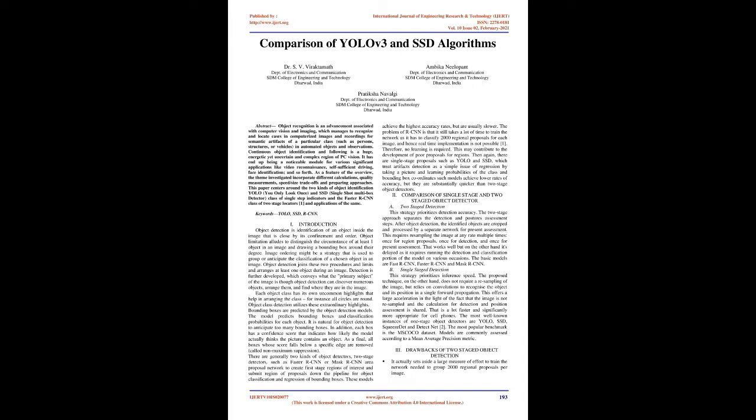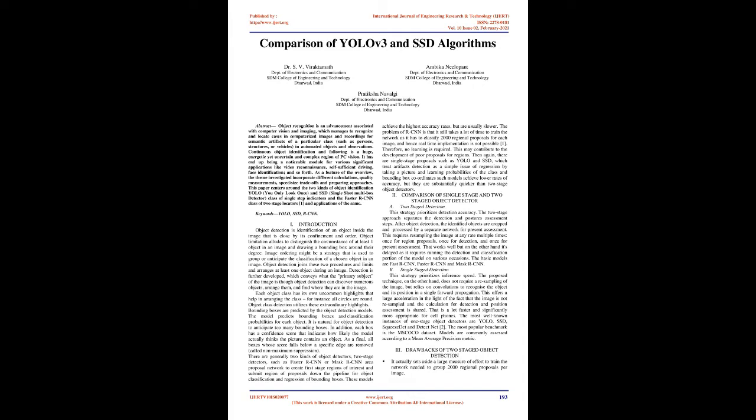There are generally two kinds of object detectors. Two-stage detectors, such as faster RCNN or mask RCNN, use a region proposal network to create first-stage regions of interest, and submit region proposals down the pipeline for object classification and regression of bounding boxes. These models achieve the highest accuracy rates, but are usually slower. The problem of RCNN is that it still takes a lot of time to train the network, as it has to classify 2,000 regional proposals for each image, and hence real-time implementation is not possible. Also, no learning happens at the selective search stage. This may contribute to the generation of poor region proposals.